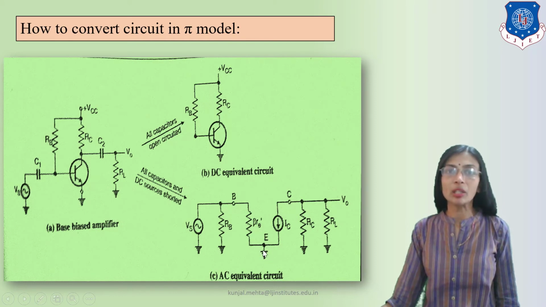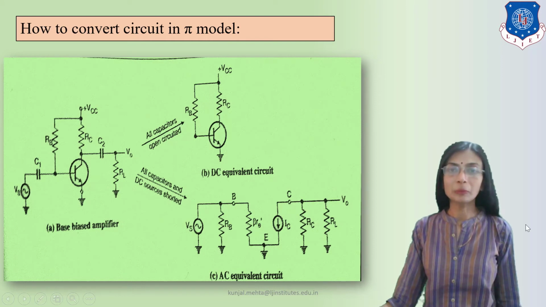This terminal is the emitter, which is grounded. The upper left terminal is the input section, therefore it is the base, and the upper right terminal is the collector.